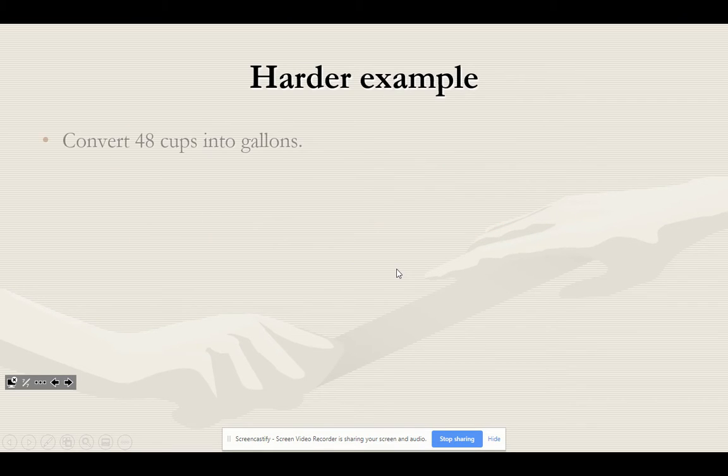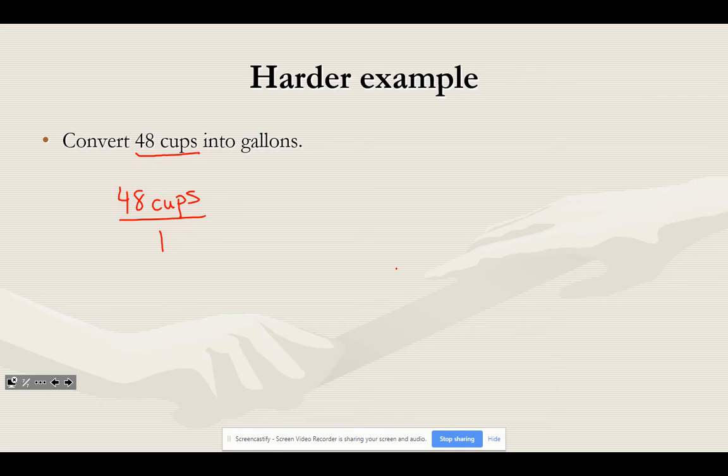Here's a much more complicated example. Convert 48 cups into gallons. Pause the video at this point to give yourself a chance to try it on your own. So I'm going to start with my initial units, which is 48 cups. I put that over 1. There is no direct conversion unless you know of one from cups to gallons.